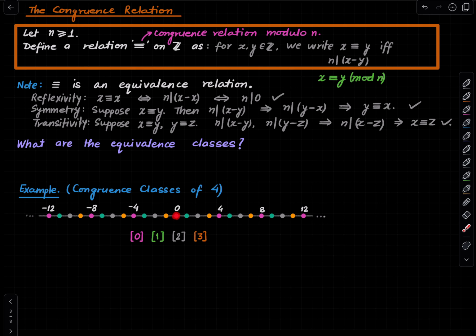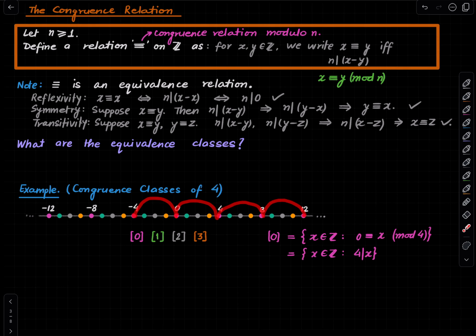What is the equivalence class of 0? All the things which are related to 0. So the equivalence class of 0 is, by definition, we may denote it this way. And this by definition is all those integers which are related to 0 modulo 4, which is all the integers which are divisible by 4. And those are the integers that have been plotted in pink.